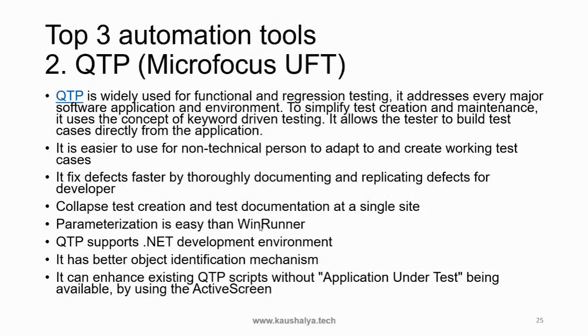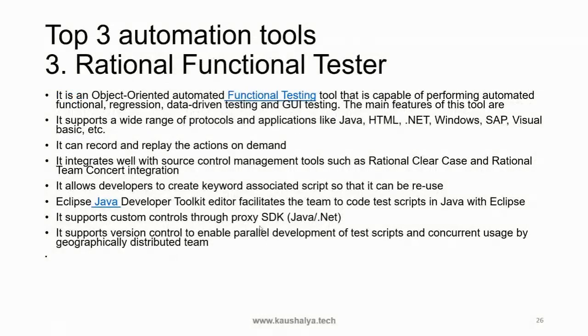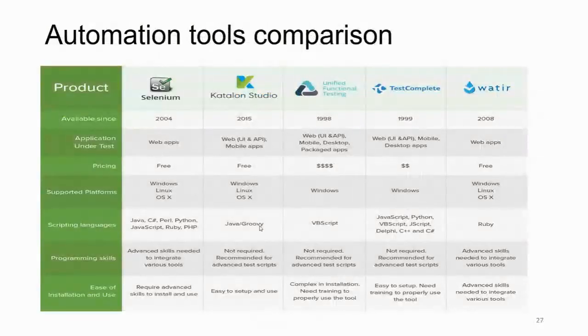At this point in time, I'm not discussing more about it because I'm just talking more about Selenium, and then the Rational Functional Tester. So there are different testing tools available. Just a comparison: Selenium is available since 2004, and it's used for testing web applications, and it's free, and it works on different operating systems, different platforms. And for the scripting languages, you can use Java, C#, Perl, Python, JavaScript, PHP, and all.